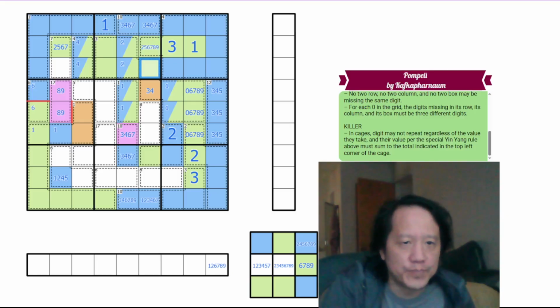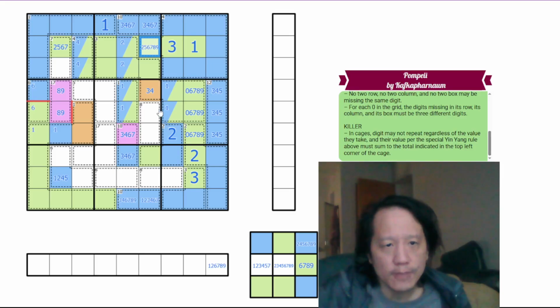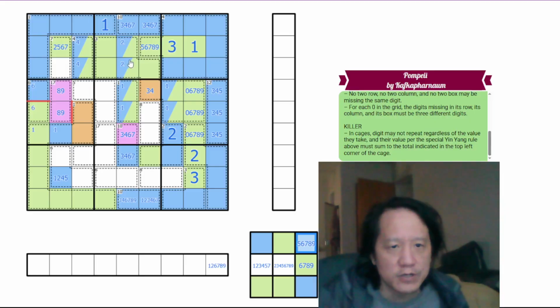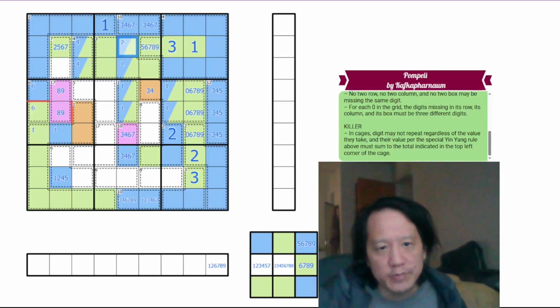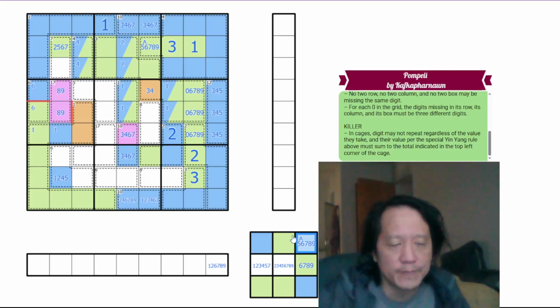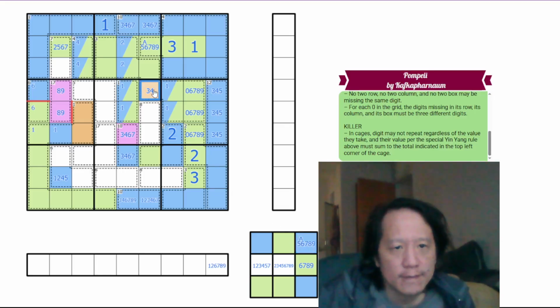4. Can't be 2. So 2 has to be in, so 5, 6, 7, 8, and 9 must match this cell here. So this is A. We're going to make this A here. And this is A. So those have to be the same digit. This is 3 or 4.